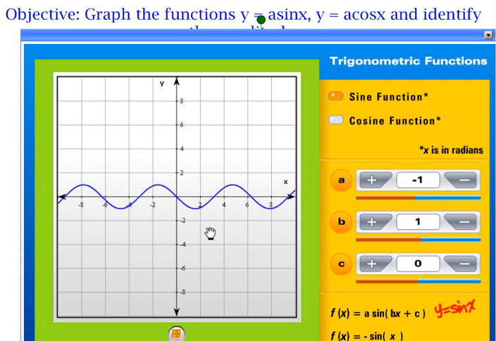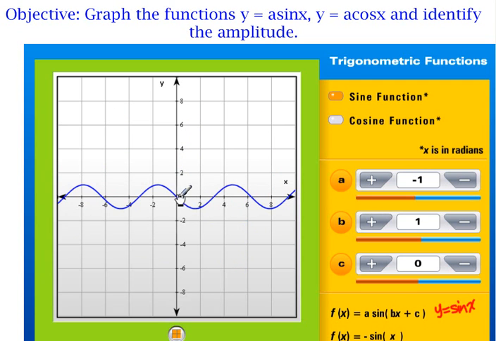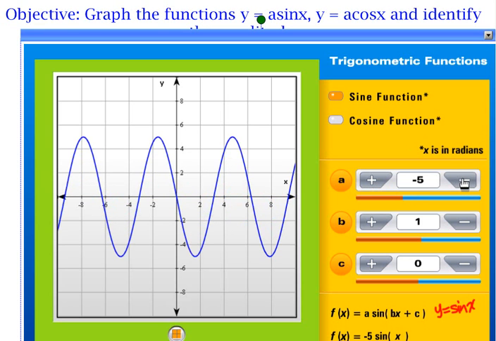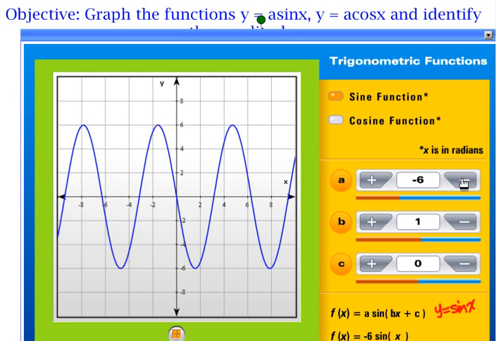Now negative sine x, do you see what happened? It reflected the graph over, because if you remember, our graph was up and over like that, right? So now we have a reflection in addition to changing the amplitude, okay? So really our amplitude is going to be defined by the absolute value of whatever the coefficient of the sine function is. So the amplitude is going to be the absolute value of a.